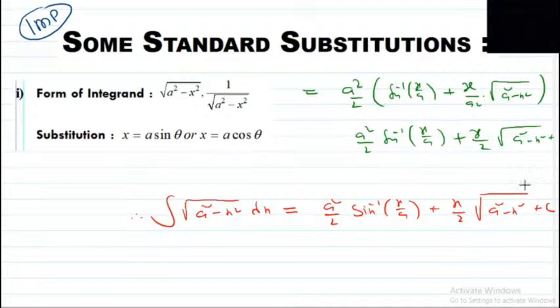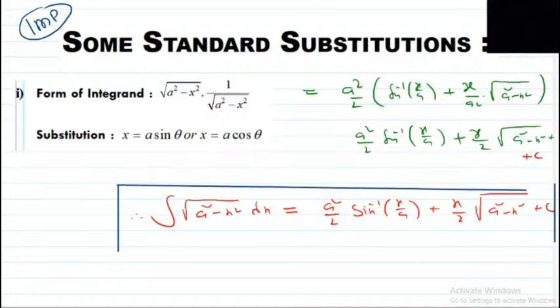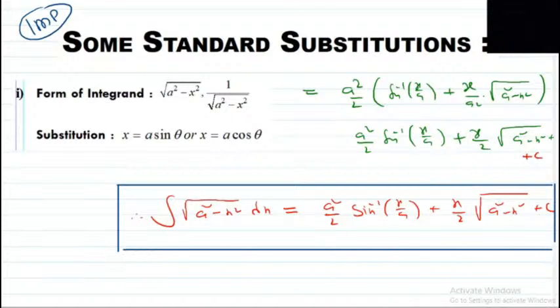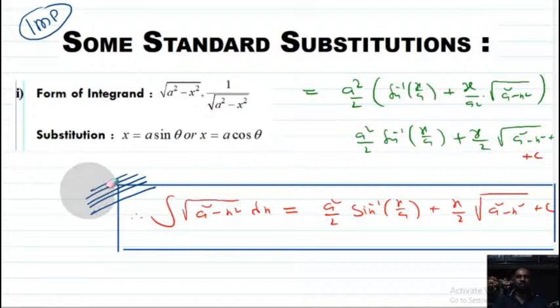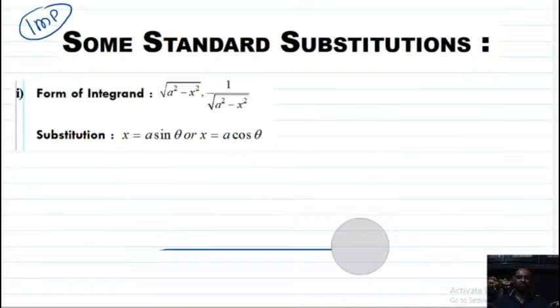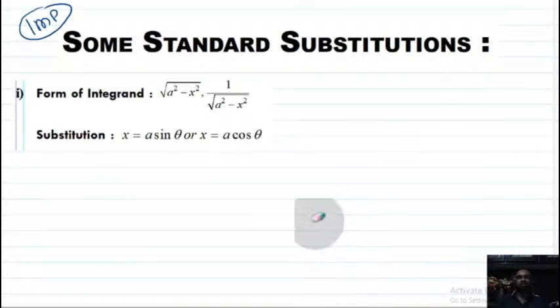You should remember this. I already told you this is a very difficult chapter, and the chapter depends fully on memory. You need to memorize so many results, and this is one of such results. I just explained how to find the integral of root over a square minus x square and the integral of 1 by root over a square minus x square. This is not a big problem, but it should be remembered. So how did I prove it? By using substitutions. Without using substitutions also you can find it.